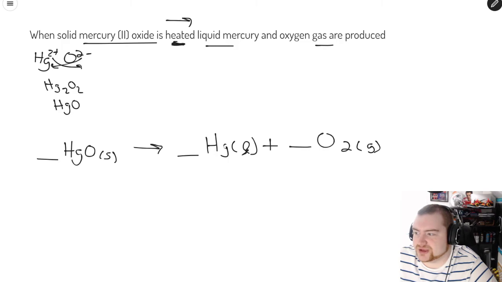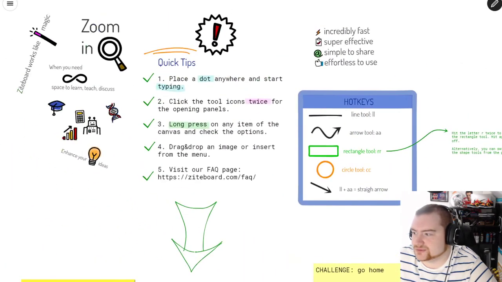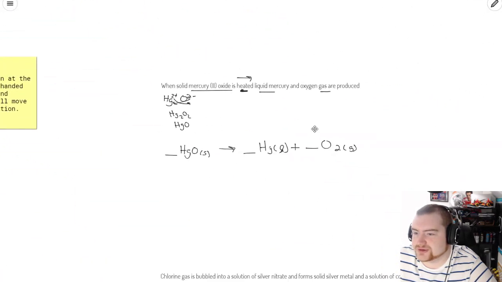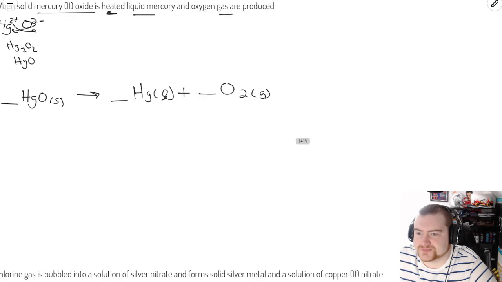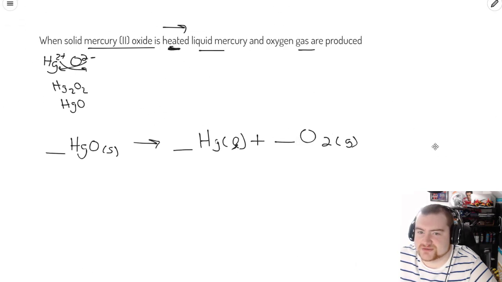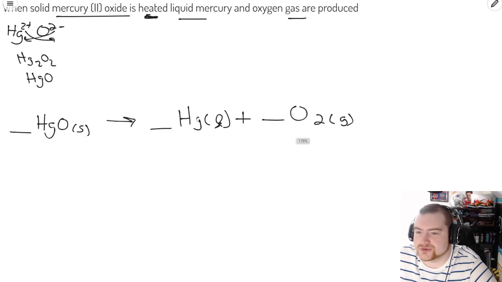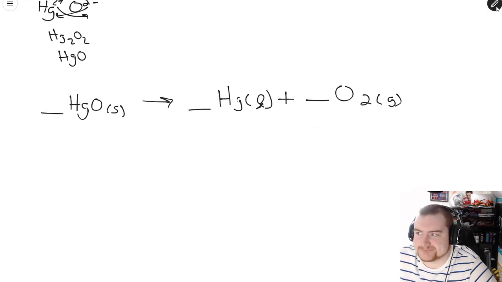So from here, we can... Oh, whoa. Clicked the wrong button. From here, we can finish off the reaction. So all that we have to do is balance it and say what type of reaction it is. So we have mercury, and we have oxygen. We have 1 mercury on the left, 1 on the right, 1 oxygen on the left, 2 oxygen on the right.